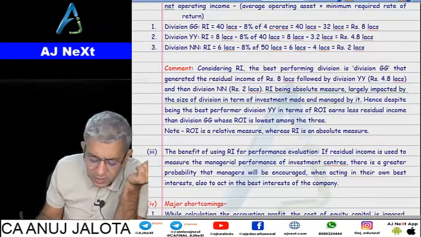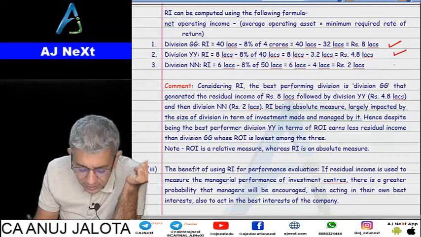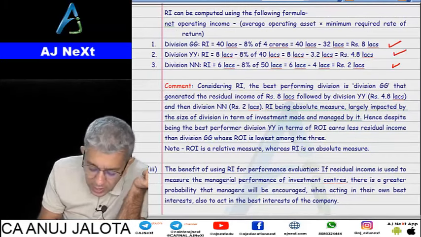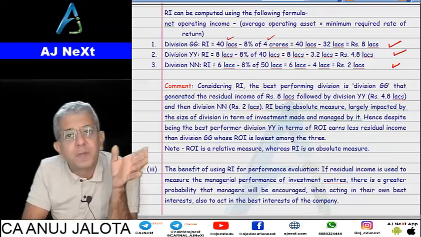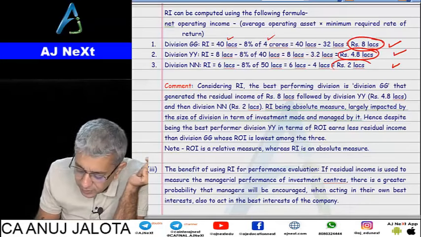That is whatever I have done for all the three divisions: division GG, division YY and division NN. So RI will be 40 lakhs minus 8% of 4 crores. That is 8 lakhs over here, that is 4.8 lakhs over here, and 2 lakhs over here.